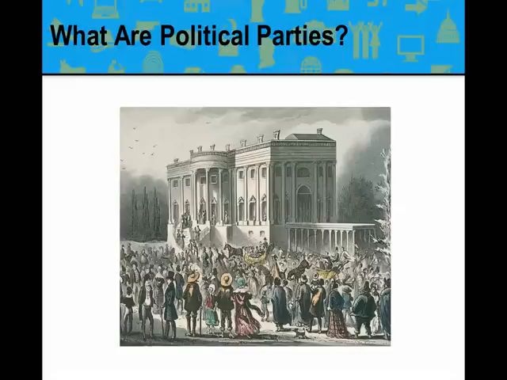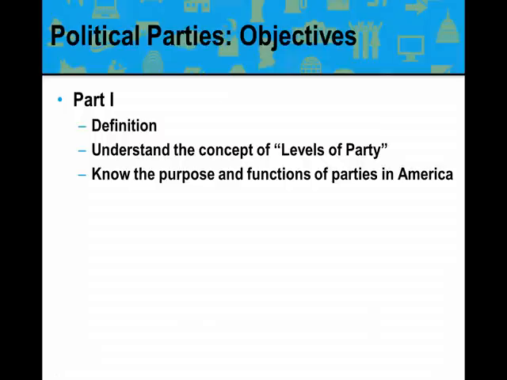of Jackson's inaugural celebration. So we're going to hear a lot of different names of different parties that existed in U.S. history, and we'll show how they evolved over time. So here are the objectives. Part 1 is going to talk about the definition of a political party, understand the concept of levels of party, and then we're going to talk about the purpose and functions of parties in America.